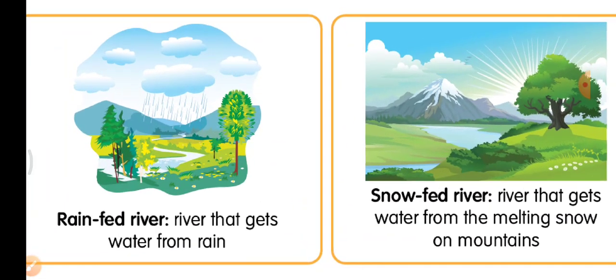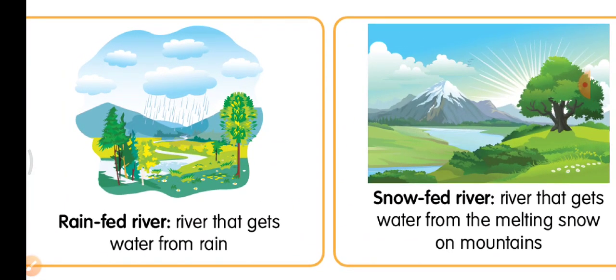So here we can have a beautiful picture. You can see the clouds, the trees, the rivers flowing between the mountains, and you can see from the cloud the rain falls. So this river is a rain-fed river, and a rain-fed river gets water from rain. So where do the rain-fed rivers get water from? From rain. So these rivers get filled with water only when it rains.